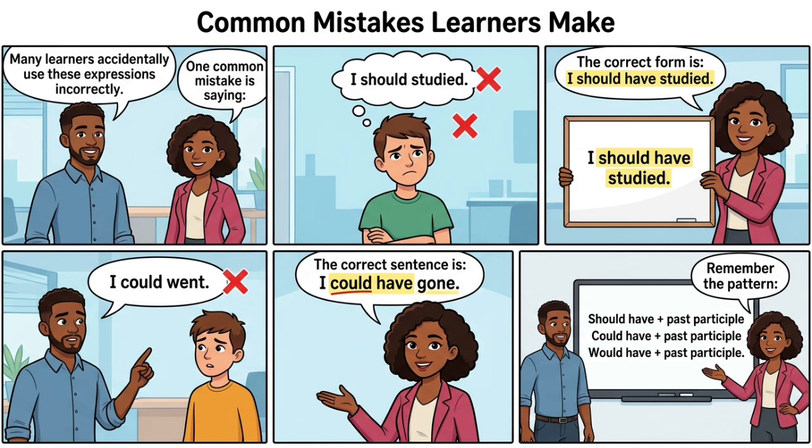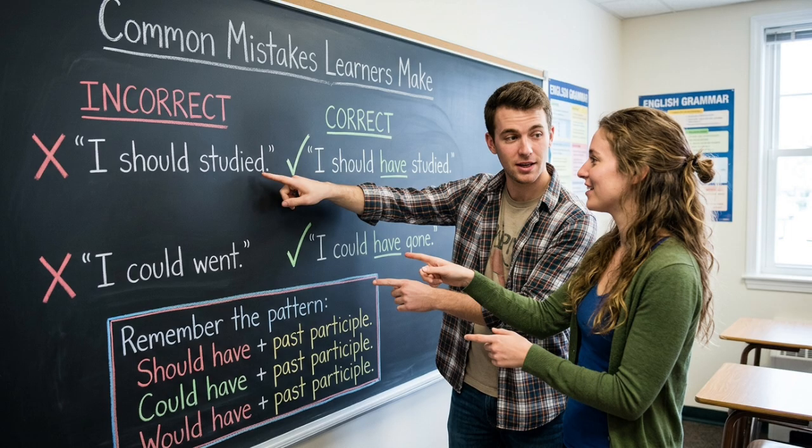Common mistakes learners make. James, many learners accidentally use these expressions incorrectly. One common mistake is saying, I should studied. That's incorrect. The correct form is, I should have studied. Another mistake is I could went. Again, incorrect. The correct sentence is I could have gone. Remember the pattern. Should have plus past participle. Could have plus past participle. Would have plus past participle.